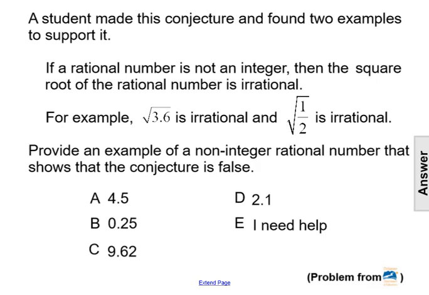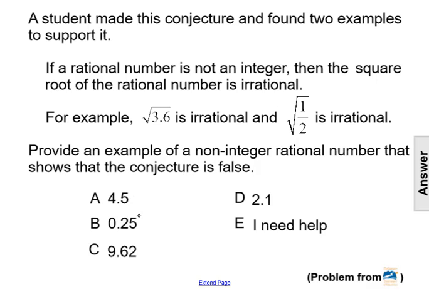A student made this conjecture and found two examples to support it. The conjecture is, if a rational number is not an integer, then the square root of the rational number is irrational. And for example, the square root of 3.6 is irrational, and the square root of 1/2 is irrational. Provide an example of a non-integer rational number that shows that the conjecture is false.